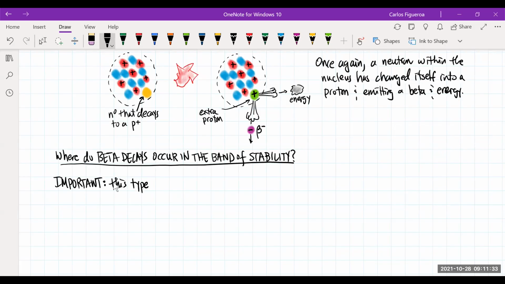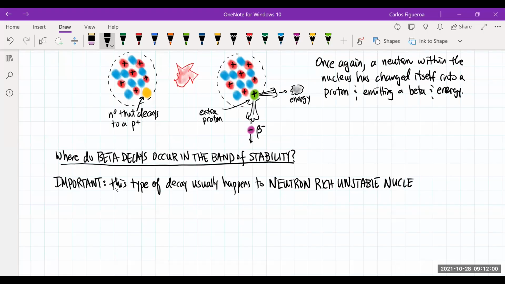This type of decay usually happens to, and here it is, neutron rich, unstable nuclei that live in the turquoise region.